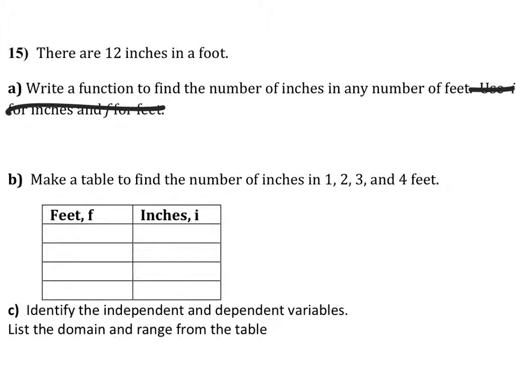Okay? So write a function to find the number of inches in any number of feet. So the inches in this case is going to depend on the number of feet. I'm going to label that, by the way. Inches is dependent. Foots is independent. The reason this is important is because then we can determine which of these would be the x and which is the y. Which I guess it kind of gave away in the table because the x is always on the left column and the y's are always on the right column.